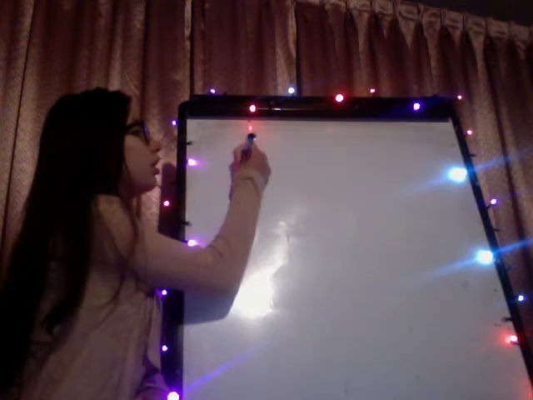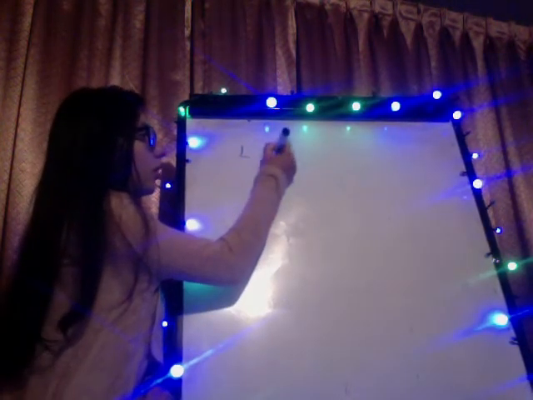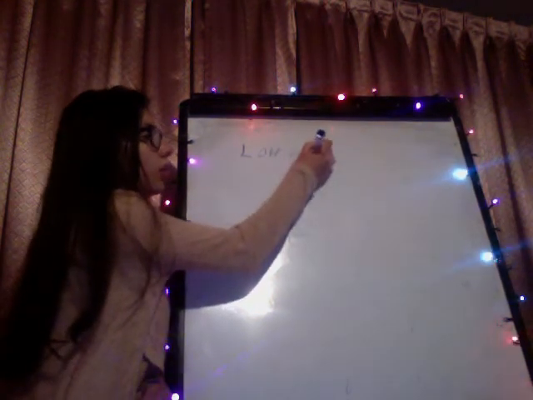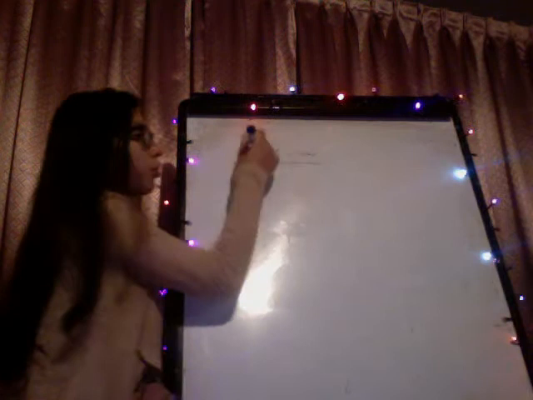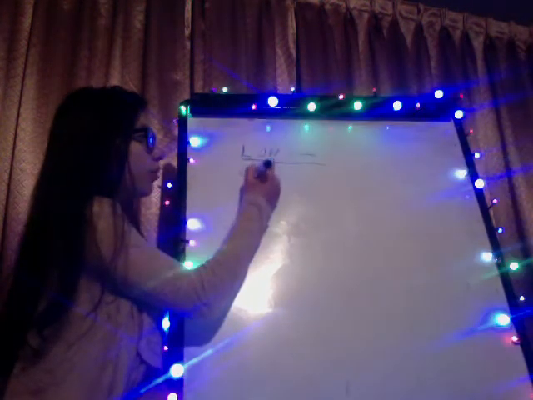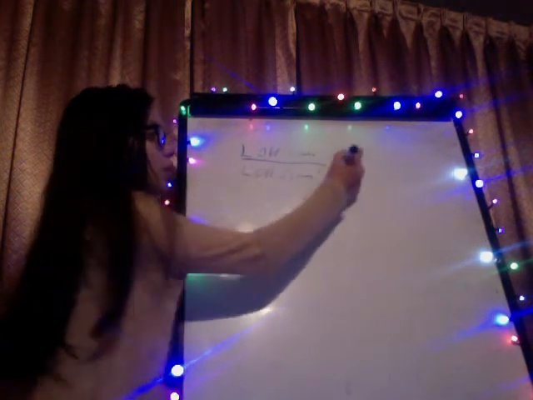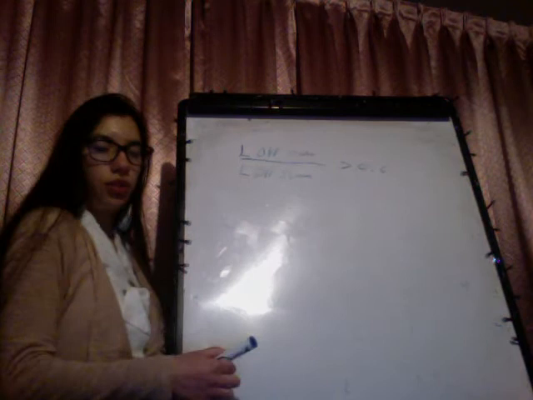So the criteria are, we are going to measure the ratio of LDH, lactate dehydrogenase, in the pleural fluid, and we are going to divide this over the LDH in the serum. If this is greater than 0.6, it is exudative.